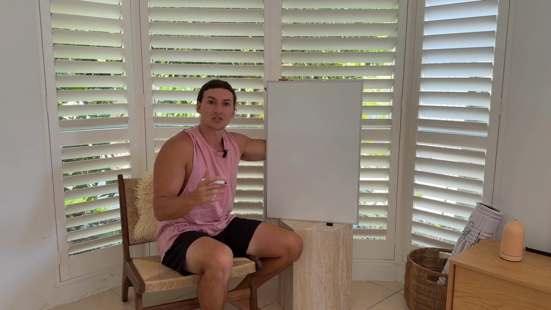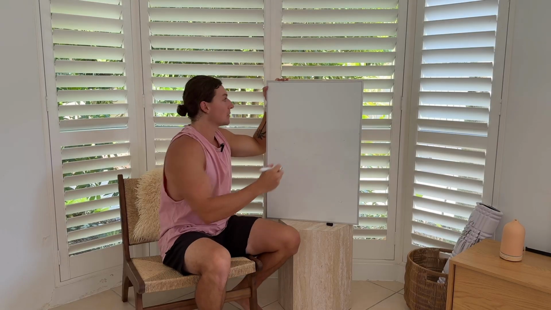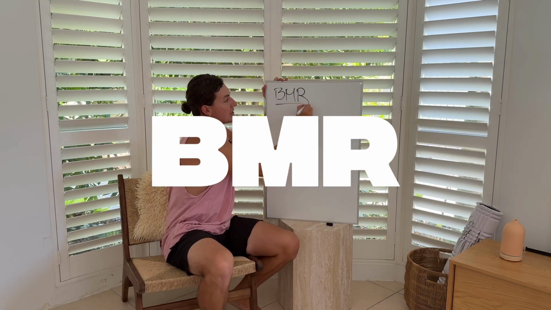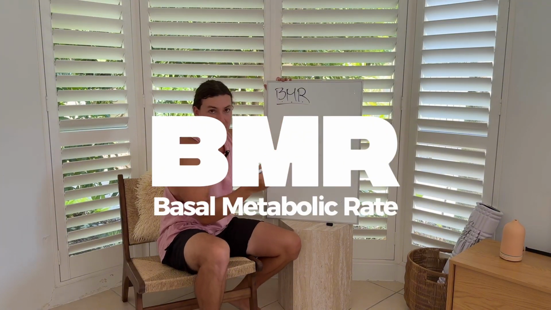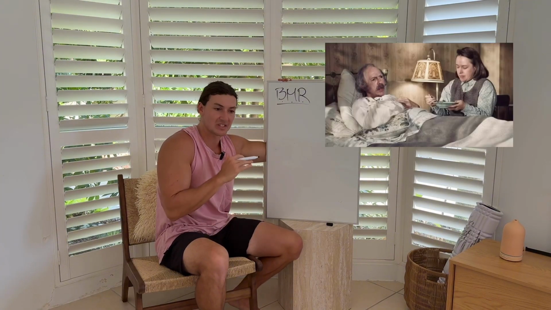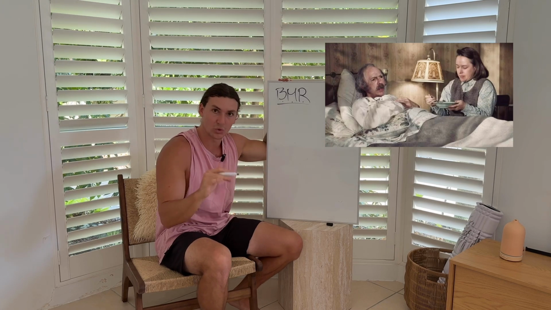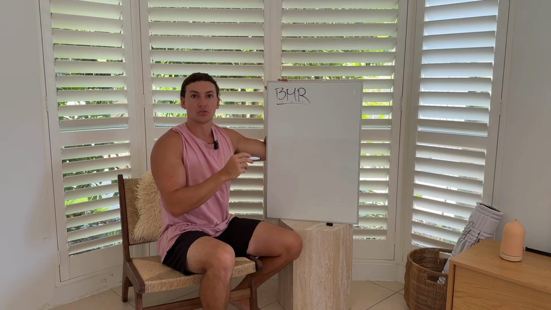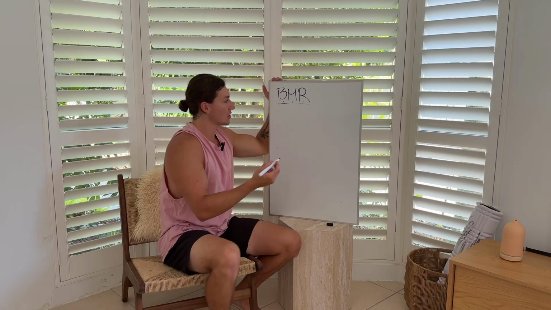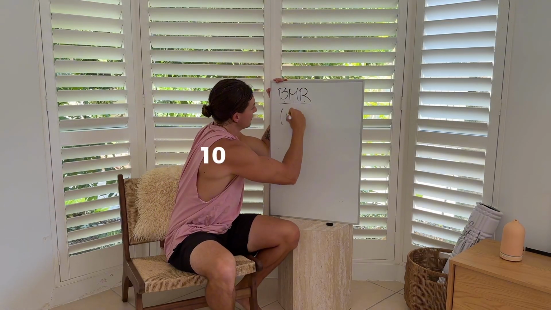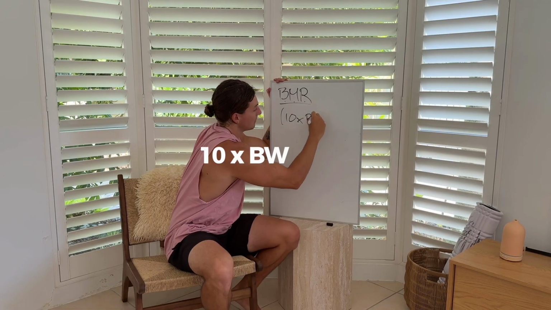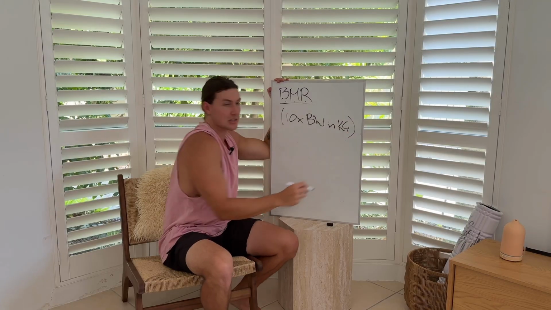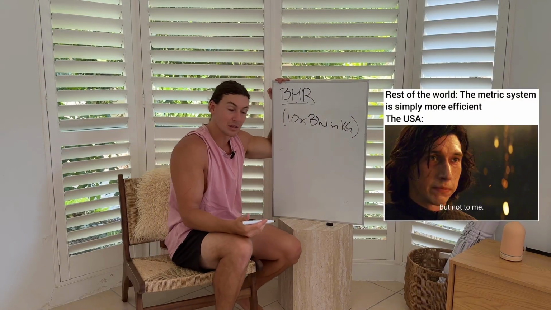The first thing we're going to have to do is figure out what your BMR is. Your BMR is your basal metabolic rate. This is the amount of calories you burn if you sat in bed and did absolutely nothing all day. So this is the bare minimum, no matter what activity you do during the day. To figure that out, we're going to go for 10 times your body weight in kilograms. We are using the metric system because we know how to count properly.